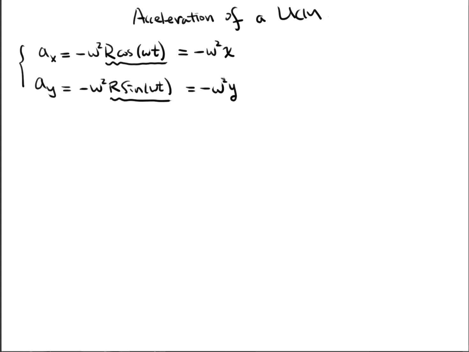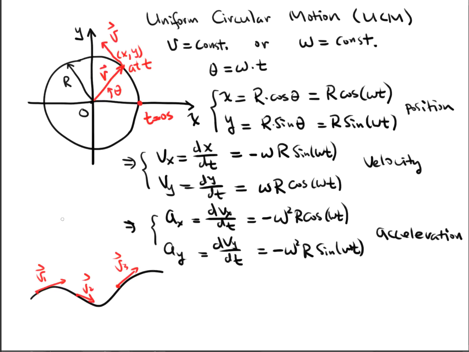And if I write this expression in vector form, then a vector equals negative omega squared times r vector, the position vector. So these two vectors are pointing in opposite direction, since negative omega squared is negative. So if the acceleration points this way, then the position vector must point the other way. It's the r vector.